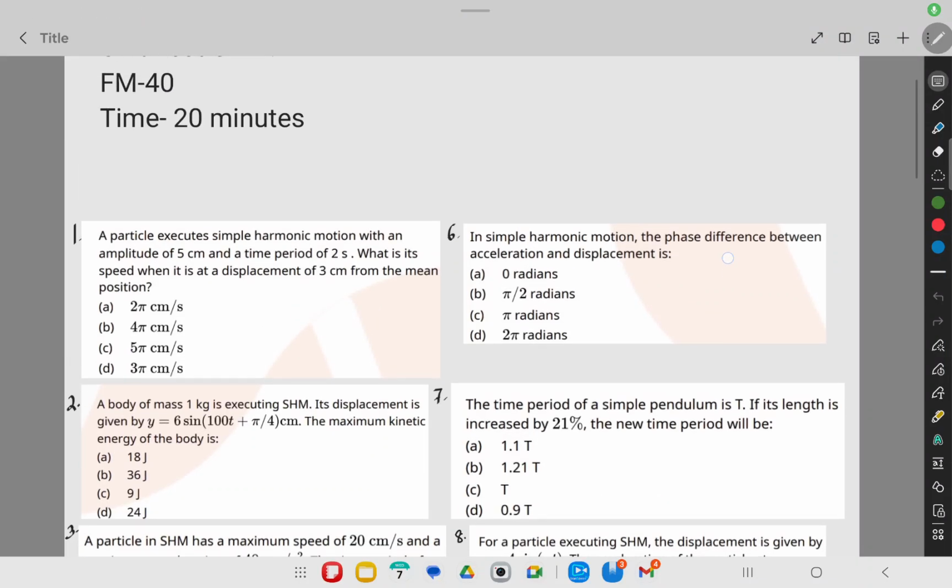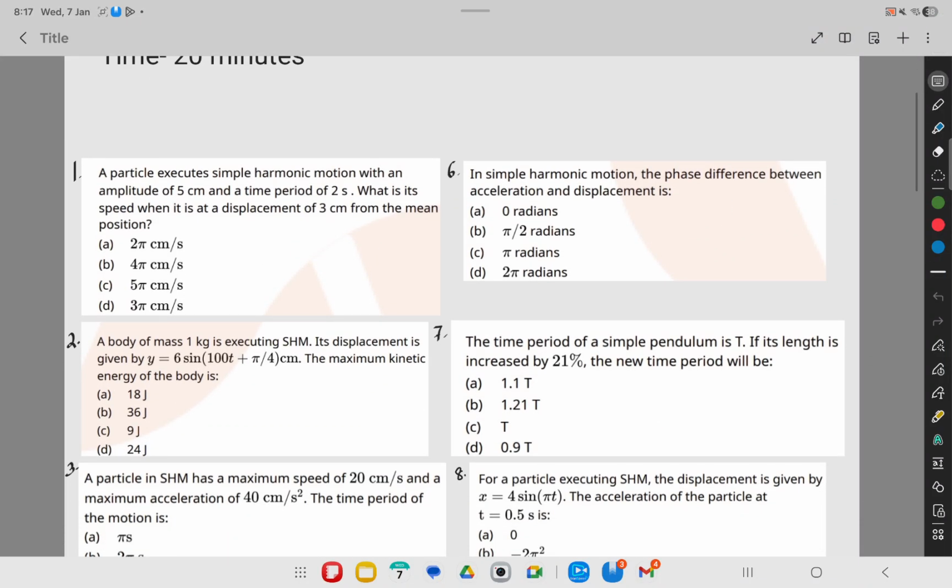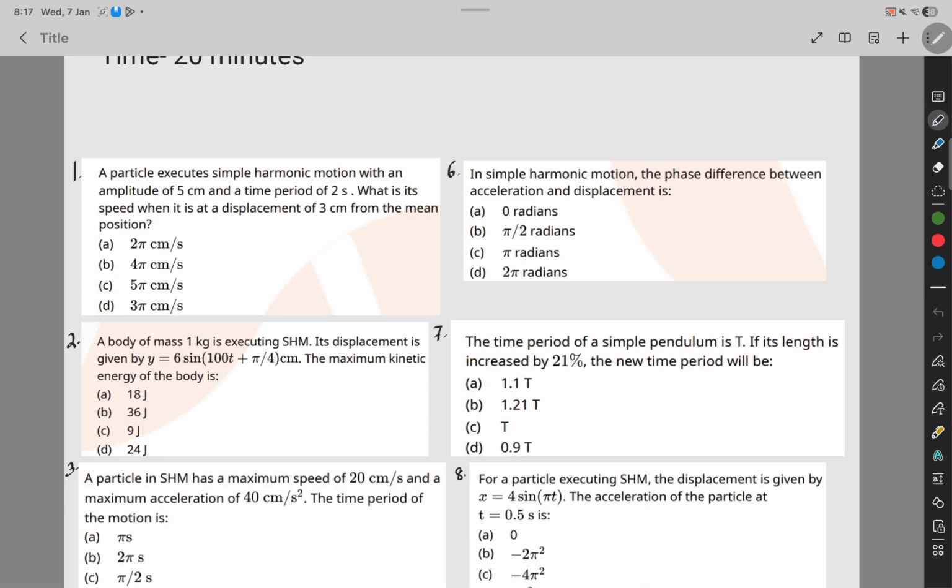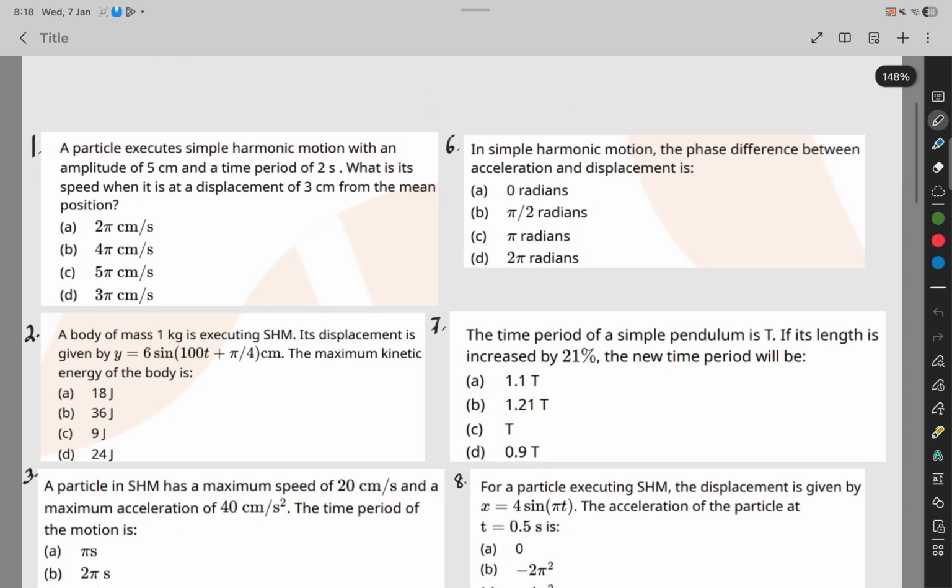So I'll be solving 10 questions of SHM which are relevant to the upcoming competitive examinations like JEE Mains and NEET, not for Advanced obviously. So starting with question number 1.